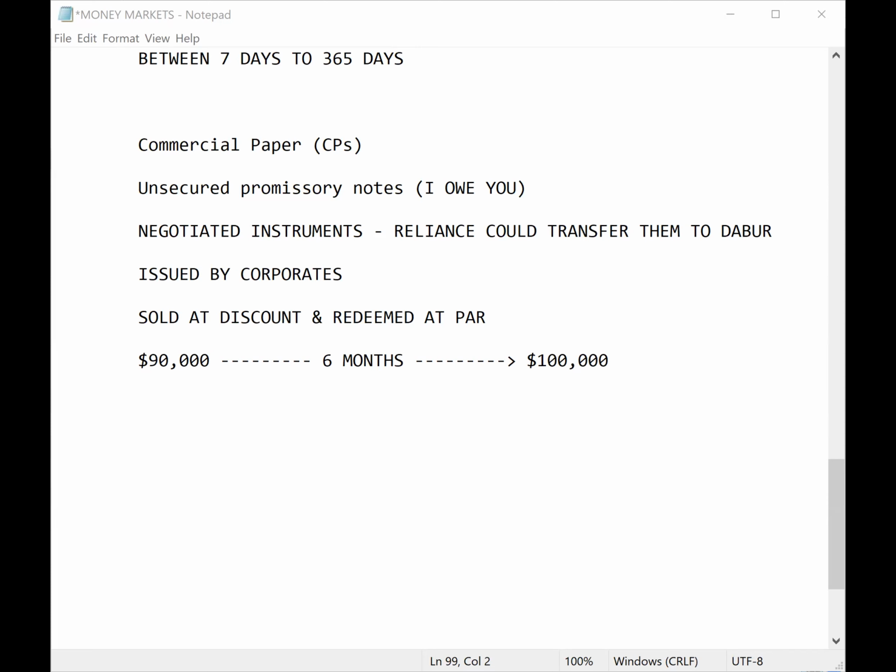Okay, both are for short-term needs. In the certificate of deposit, they are issued at a face value, and at the time of redemption you get face value plus interest. Whereas a commercial paper is issued at a discount and redeemed at par. Okay, so these would be the two differences.